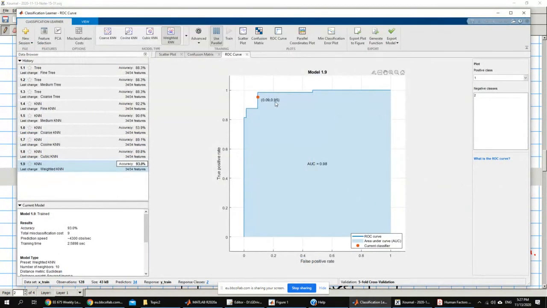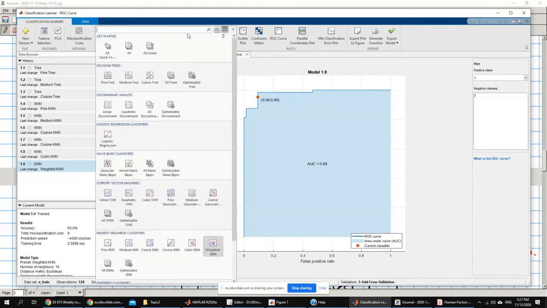The sensitivity is a little bit higher. It's 0.95. This is excellent. So now we have basically these results, which are just a subset of all the classifiers. Let's look at them one by one.